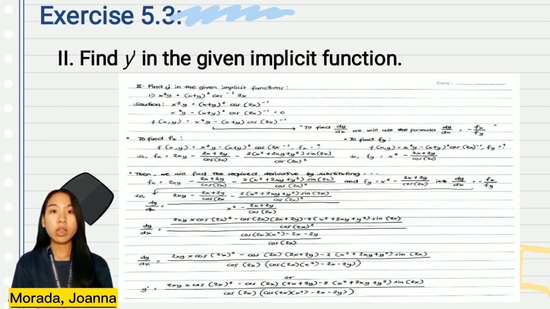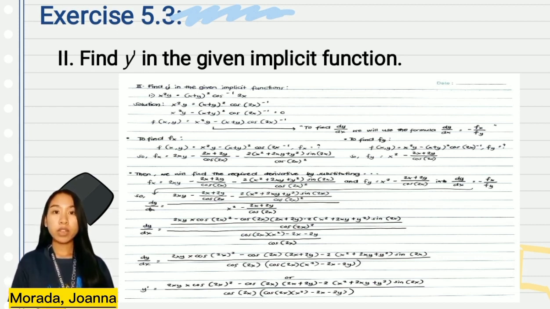So, dy over dx equals negative 2xy times cos(2x) squared minus cos(2x) times (2x plus 2y) minus 2(x squared plus 2xy plus y squared) sin(2x) squared divided by cos(2x) times x squared minus 2x minus 2y over cos(2x). So we will now simplify the expression.